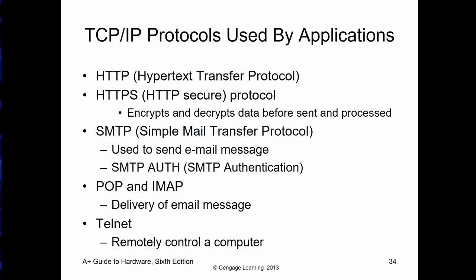We already talked about a few of the applications used by protocols like HTTP, HTTPS, and SMTP. These are important because you have to understand the port numbers that they come off of. POP is for delivering mail, SMTP is used to send mail. So if you want to block the sending of email, you would block SMTP.